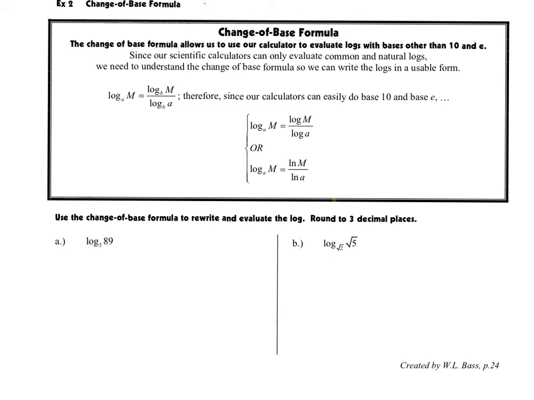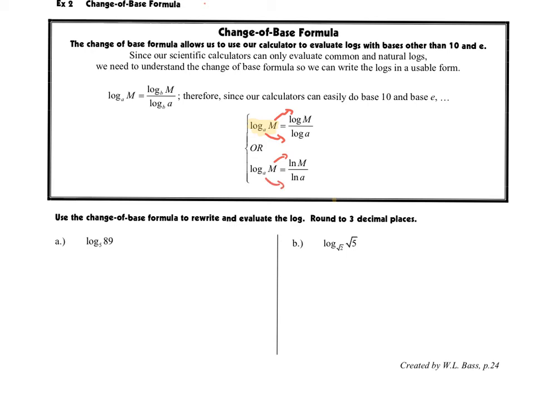So if I have some logarithm, let's say like this, with a base that's not base 10 or base e, I can rewrite it with base 10 by writing a base 10 log of the argument in the numerator and a base 10 log of the base in the denominator. It doesn't matter whether I choose to do this as a common log or a natural log. Log of the argument goes in the numerator, log of the base goes in the denominator.